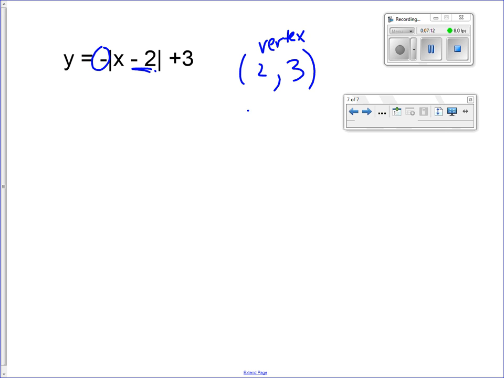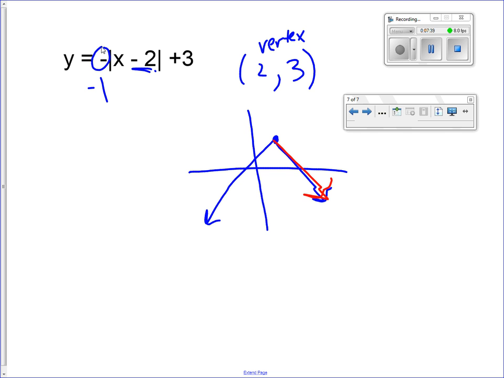So if we wanted to graph this, we would go to (2, 3), and we draw an absolute value function. That's like a negative 1. So it would have a slope of negative 1, and then on the other side it would have a slope of positive 1. So there's a sketch of that absolute value function. So we're going to write it as a piecewise. We're going to have a piece to the right of the vertex, and we're going to have a piece to the left of the vertex.